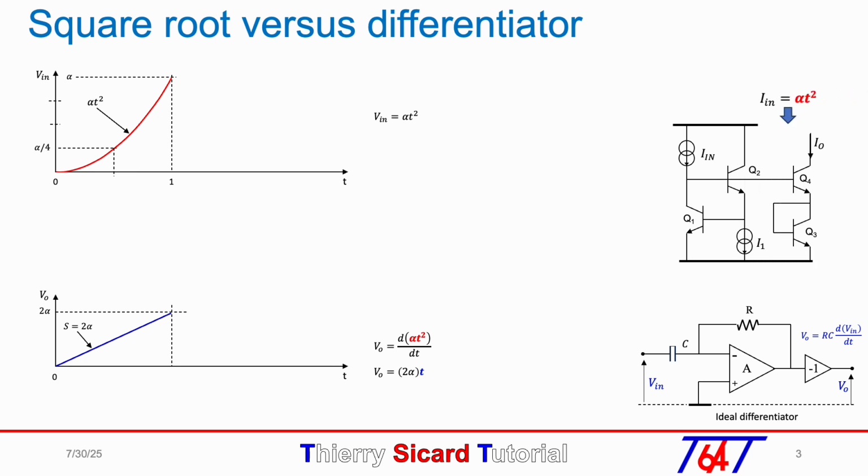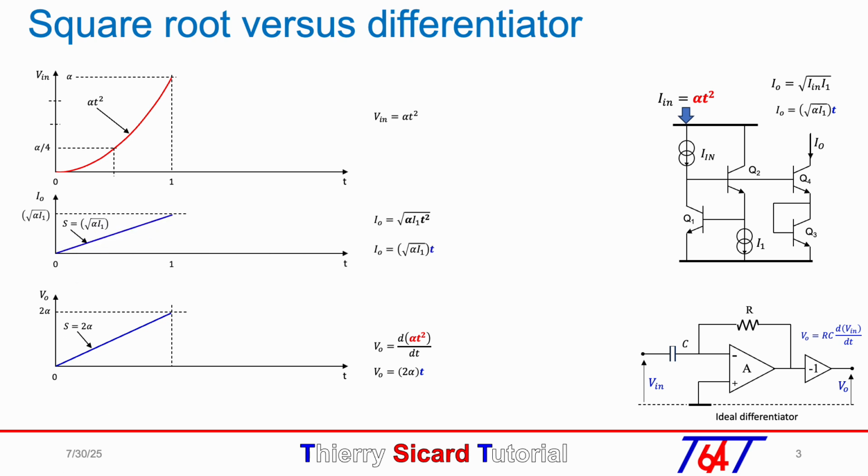Since this circuit operates with current, we need to change the voltage to current, so the input will be I in equal alpha t squared. Since the output current I out equals the square root of I in times I1, I out will be equal to the square root of alpha I1 times t. This circuit will also provide a linear function with a slope of the square root of alpha times I1, as shown in the I out versus time diagram.